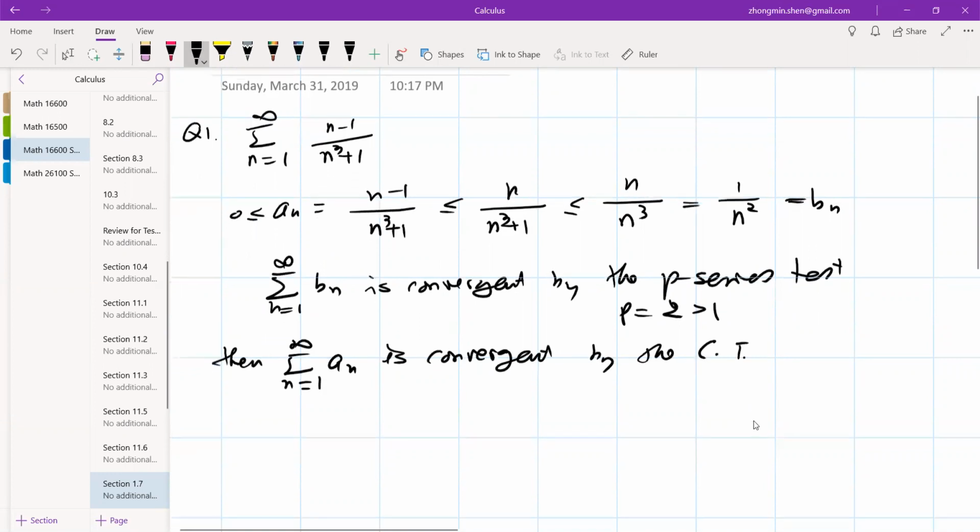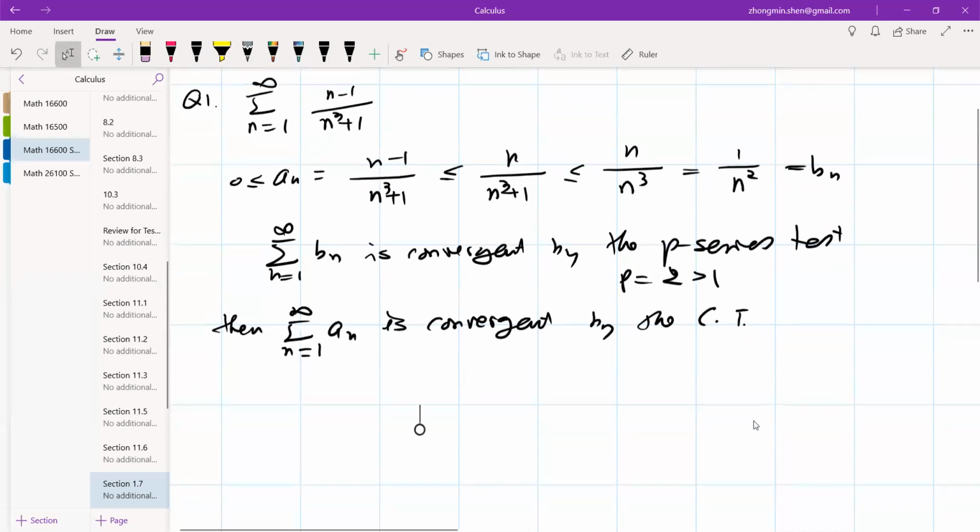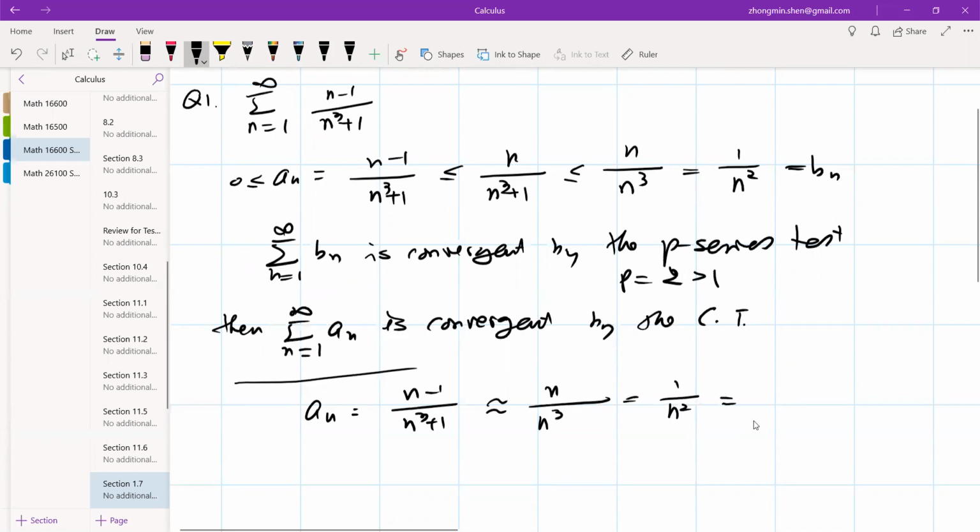Be careful when you use the comparison test. You make sure the inequality holds. If you don't feel confident getting those upper bounds, then you can use the limit comparison test, which is much safer. For the limit comparison test, to find bn you still drop the constant terms, so you only get n over n cubed.